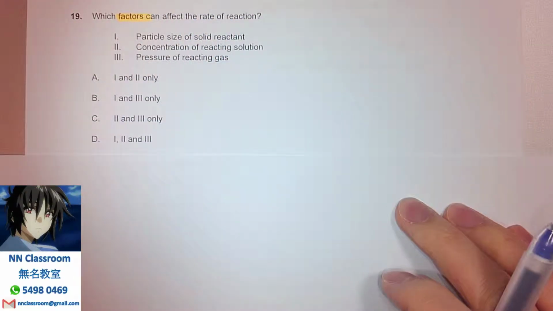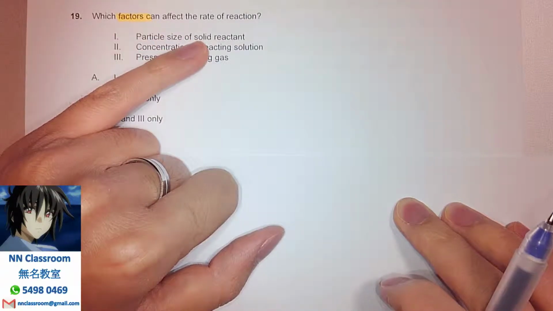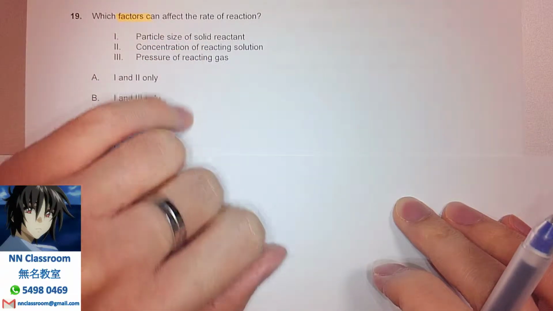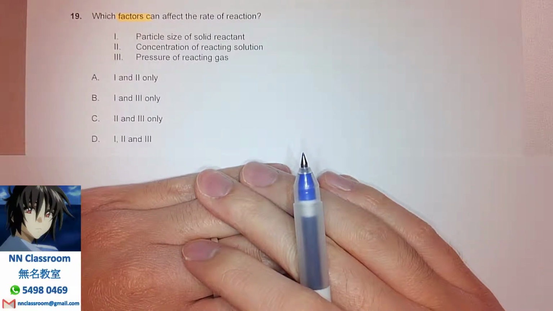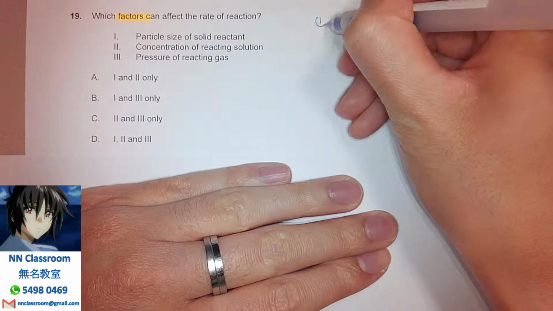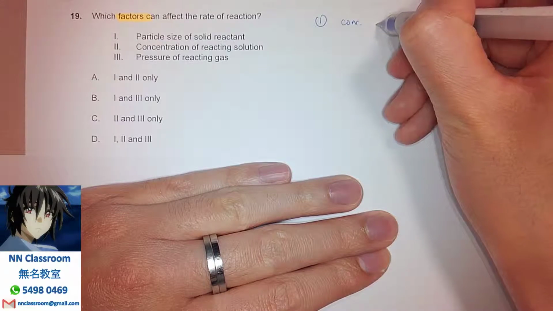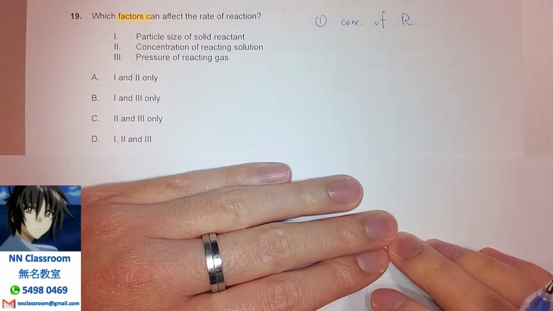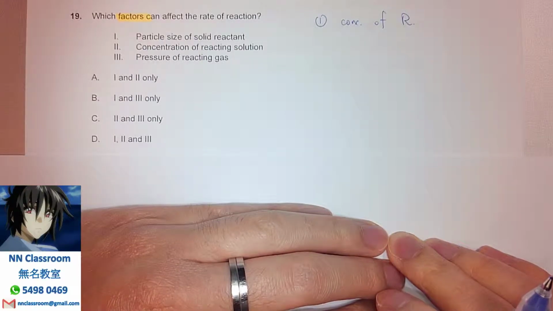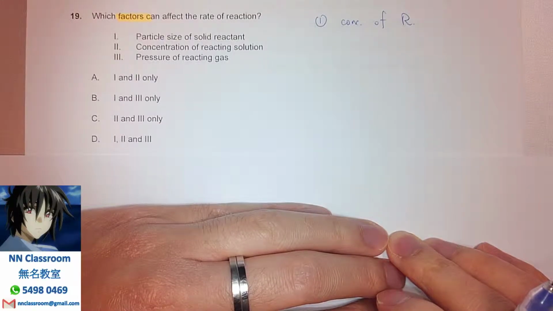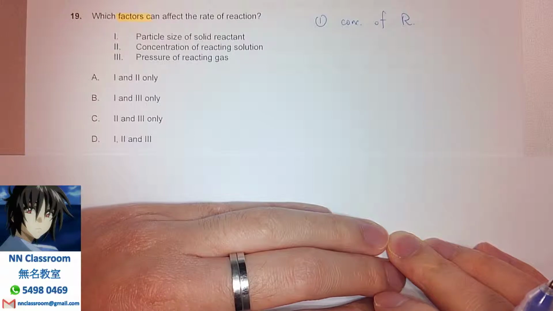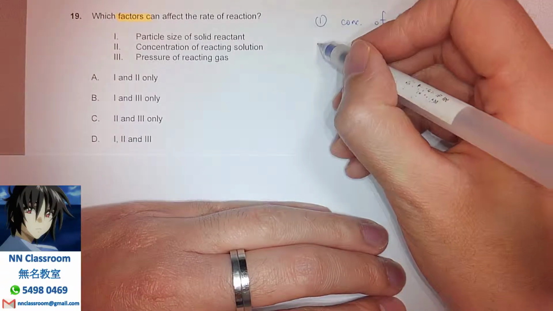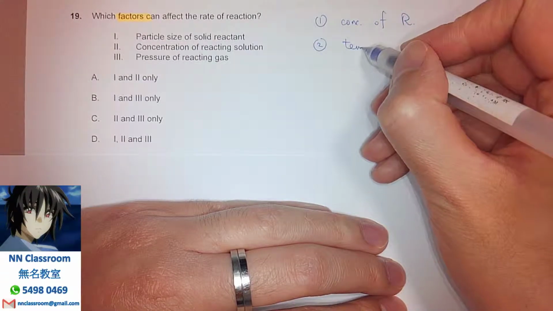So remember, when asking for factors about the rate of reaction, we should have some basic concepts behind that. In the IB syllabus, the first factor is the concentration of reactant. Remember, only reactant will be meaningful. Any factors about product are meaningless in affecting the rate of reaction if it is going to be a forward reaction. Make sense? So number 2 is the temperature.